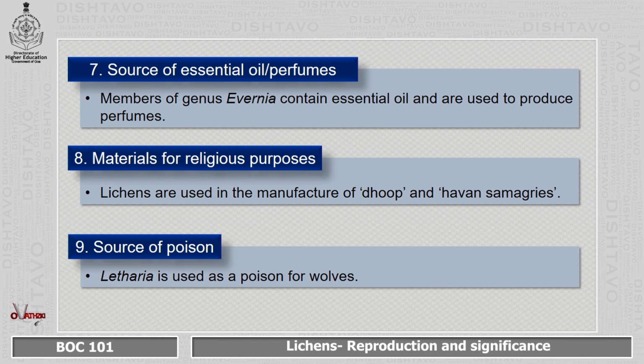Source of essential oils and perfumes. Members of genus Evernia contain essential oils that are used to produce perfumes. Lichens also are used as material for religious purposes. They are used in the manufacture of dhoop and havan samagris. Finally, they are used as a source of poison. A lichen by name Letharia is used to poison wolves.